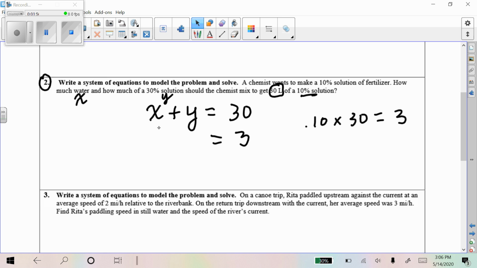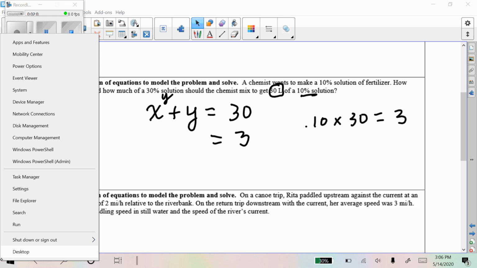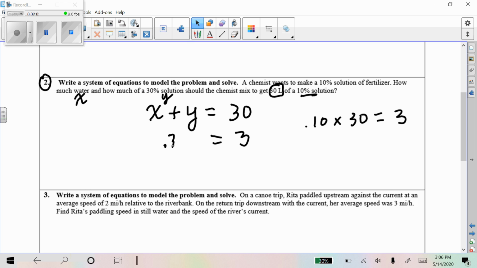But the water part isn't going to represent that solution. The only part of the solution is this 30%. So from that 30% solution, so 30% of Y. Now you could call water the 0% solution if you wanted to. You could call water 0% solution, so you could take 0.0 times your X, but that would just be 0 anyway, so it's really just the 30% solution that makes that up.